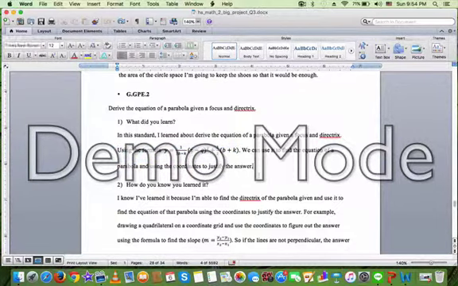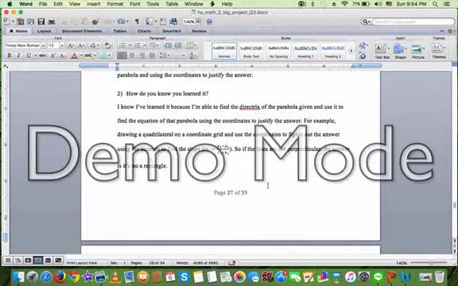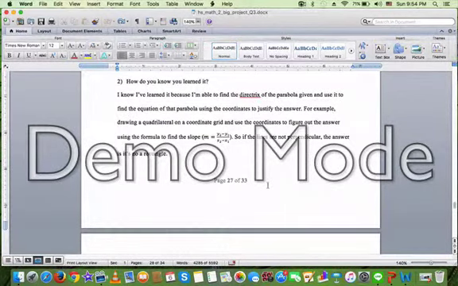And the next one I learned about is the equation of a parabola, given to find the directrix using this formula. So we can find the equation of a parabola and use the coordinates to justify the answer. I learned it because I'm able to find the directrix of the parabola given and use it to find the equation of the parabola using the coordinates to justify the answer.